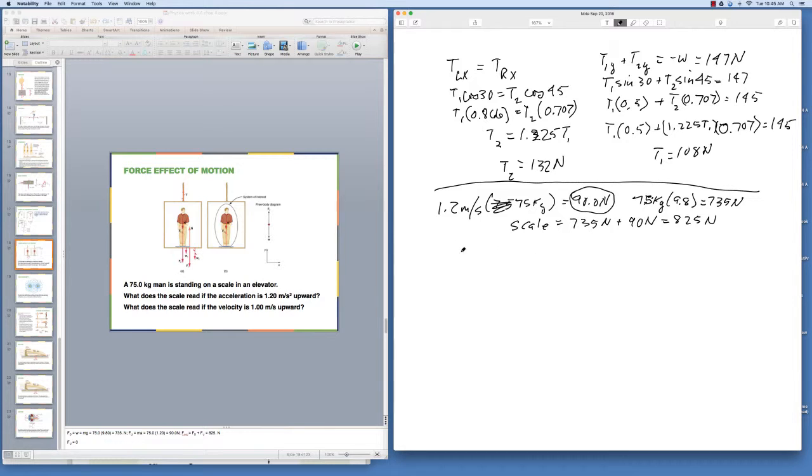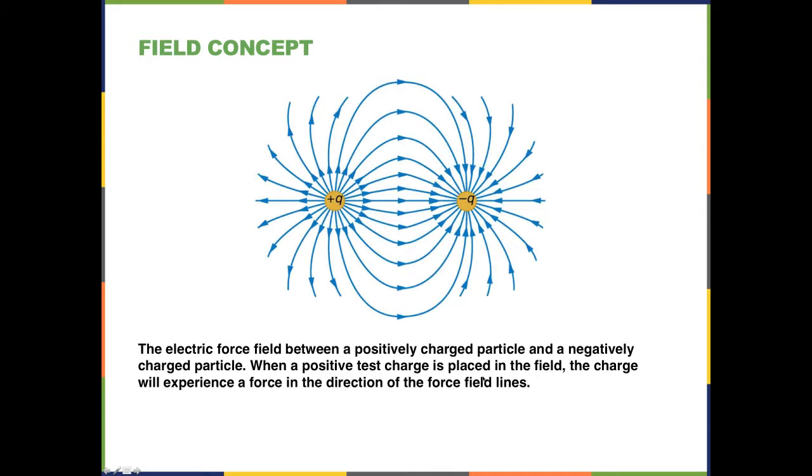The second situation is a velocity of 1 meter per second, but there's no change in velocity, so there's no acceleration. So a is equal to 0. Therefore, there's no force exerted other than the force of gravity. So the scale is going to register the same, which would be 735.